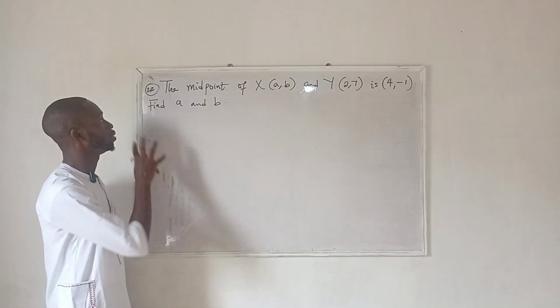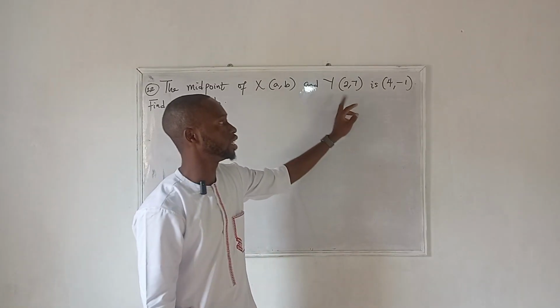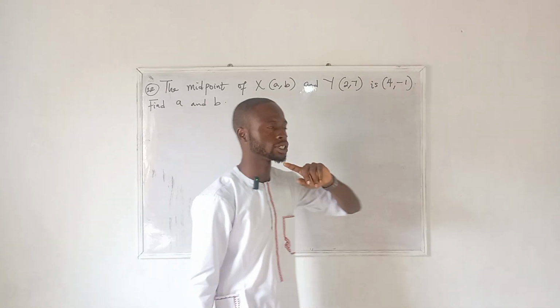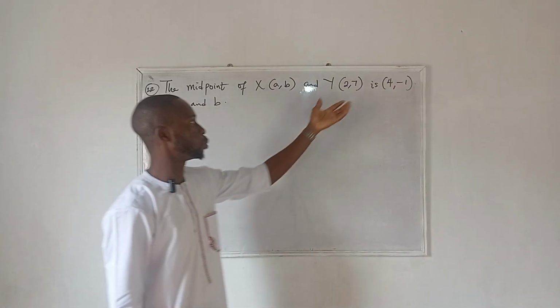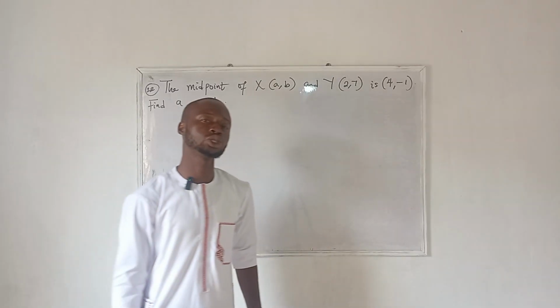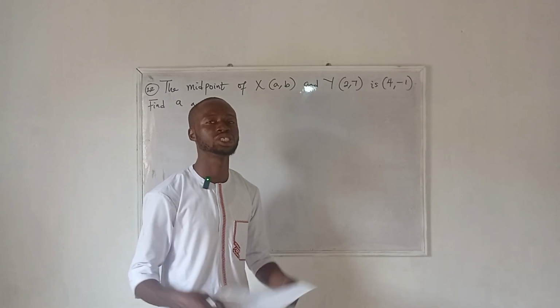Number 22. We are told that the midpoint of point x and point y is this. Now look at this. For point x, we are not given the values of a and b, but for point y we are given, and so we are given the midpoint. So it's as though they gave us the answer and they are asking us to find the points that formed the midpoint.